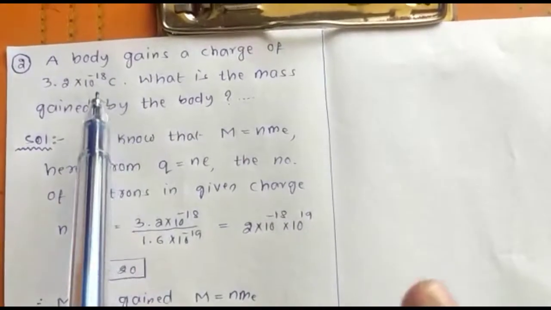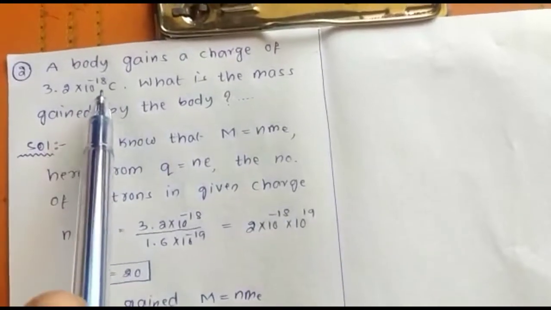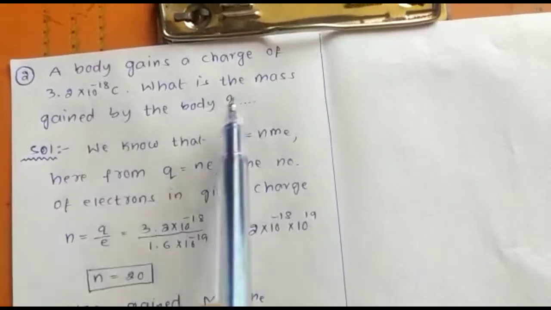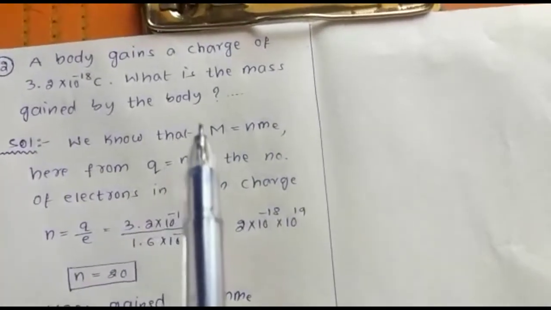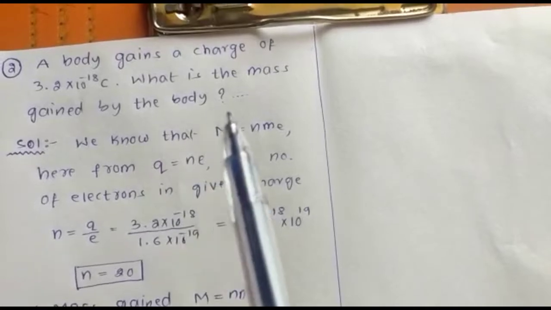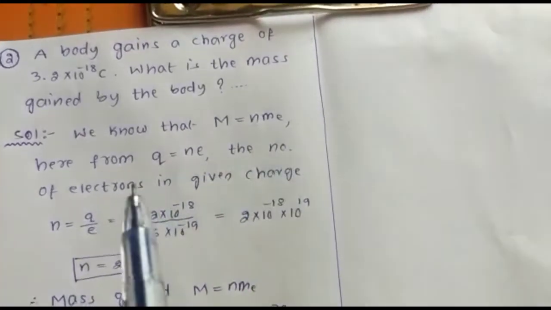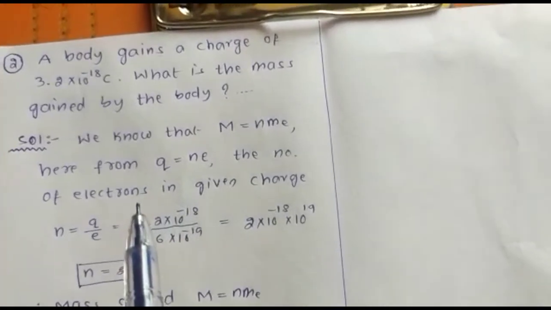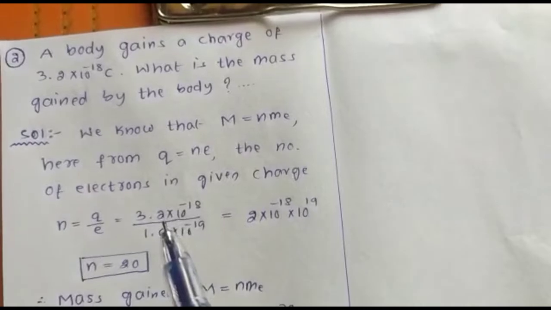Now let us discuss one more problem. A body gains a charge of 3.2 into 10 power minus 18 coulomb. What is the mass gained by the body? Already we have discussed that when a body gains a charge or gains electrons, it also gains mass. Of course it is very small and can be neglected, but as the electron has a finite mass, there is a small increase in the mass of the body also.